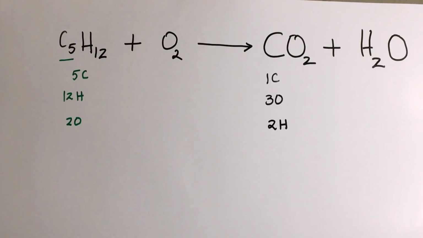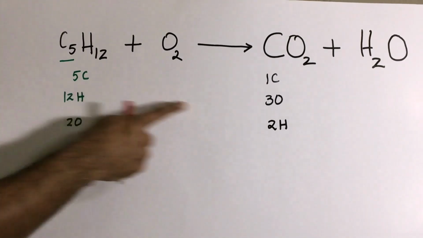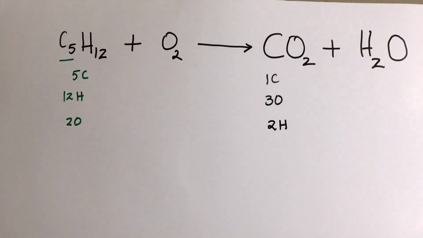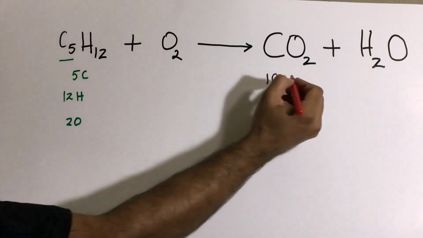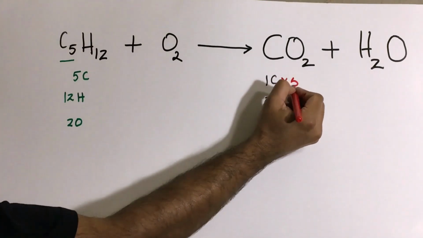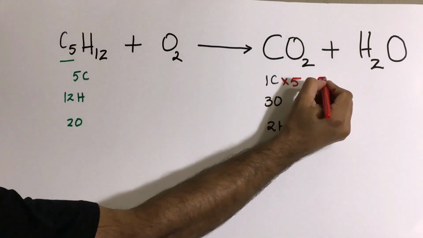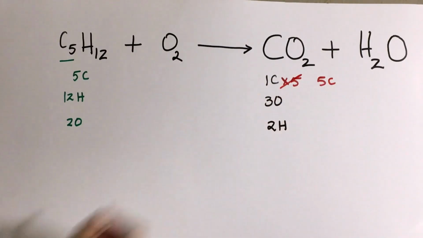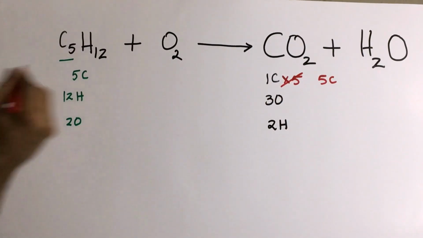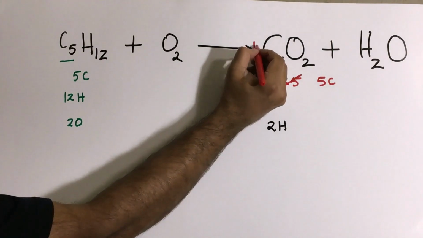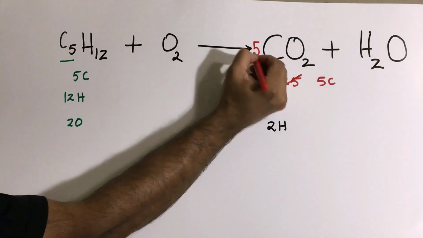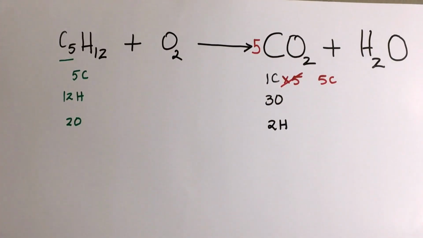So what I'm going to do is start with my carbons. I have 5 carbons on this side and I have 1 on this side. How do I go from 1 to 5? Well, if I multiply 1 by 5, then I'll have 5 carbons. So that means I put 5 in front of where the carbon is.